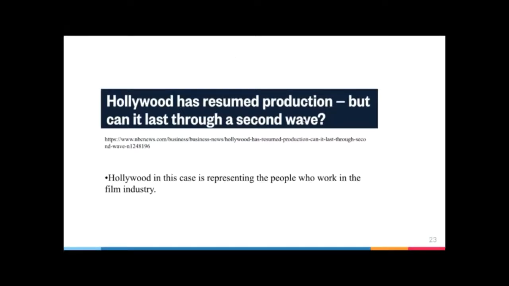And another one here, wave, right? Wave is something that we see in the ocean, but in this case it is being used to talk about coronavirus peaks, right?